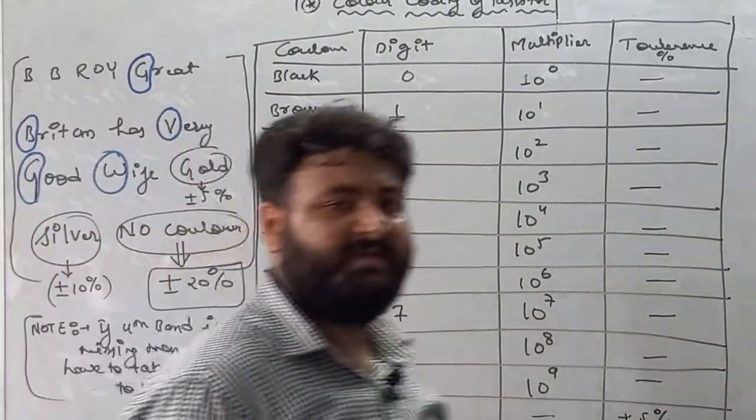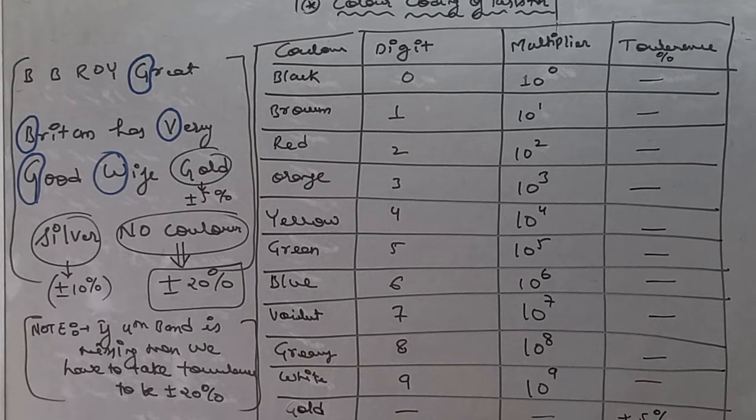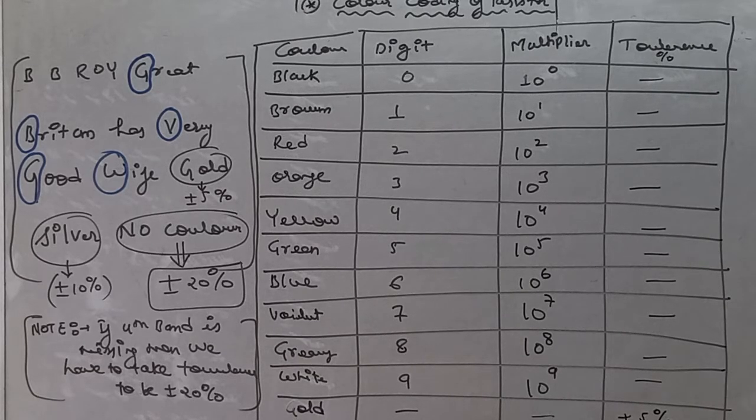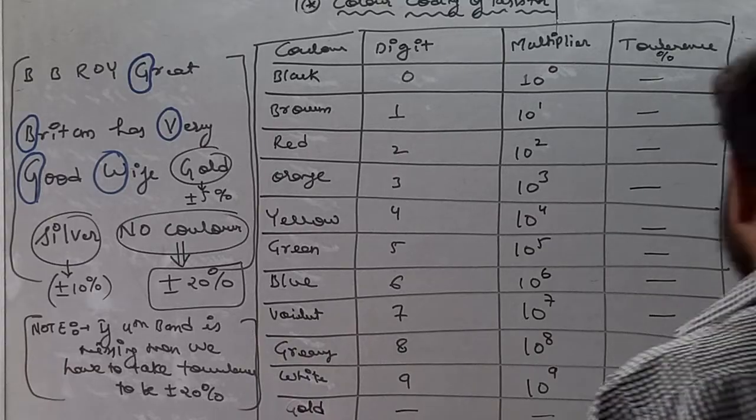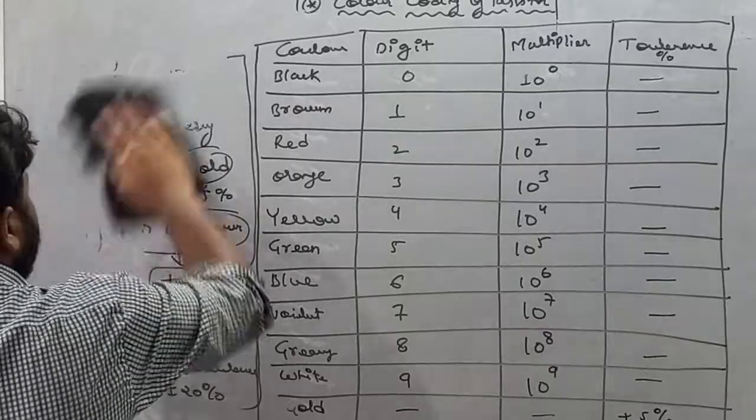So this is basically the color coding, how we'll proceed with the bands of a resistor. I hope you all understand this thing. Remember the table, and the trick to learn the table is here. B.B. Roy, Great Britain, has very good wife, gold, silver, no color. Remember, if the fourth band is missing, then we have to write the value of tolerance to be plus minus 20%.